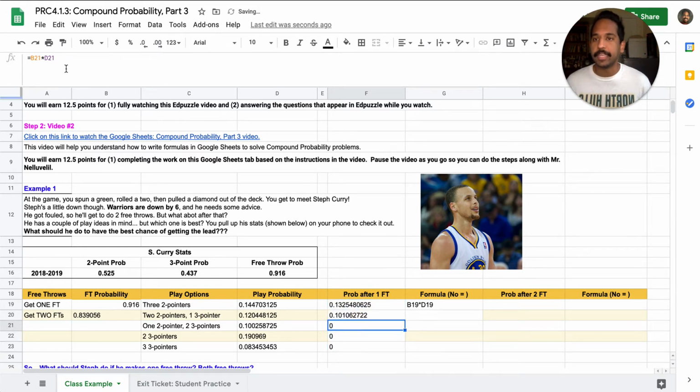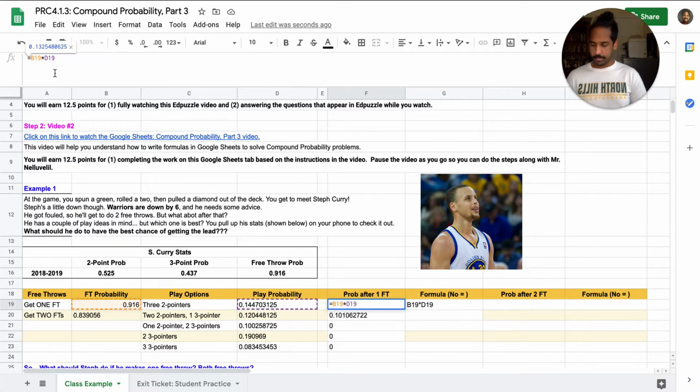Oh, I see here. Because I didn't put those dollar signs, it changed my probability to B21. And B21 doesn't have anything in there. I want all of these to say B19, right? Because all of these are about one free throw. So I'm going to change this. This is going to be dollar sign B, dollar sign 19 times D19. And now I'm going to copy and paste it.